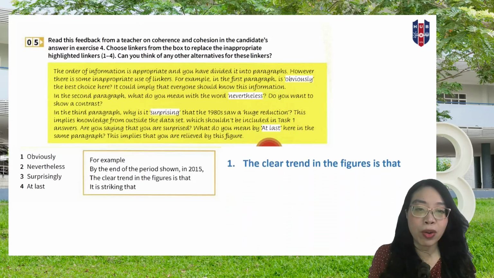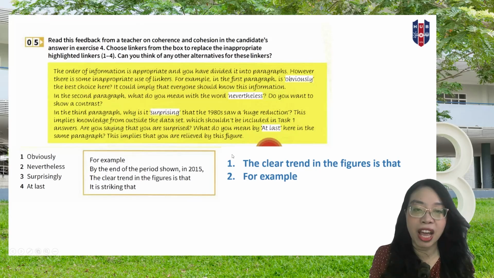So it would be better if you change it into phrases like "the clear trend in the figure is that". It shows that you simply interpret the data and the information. "Obviously" is more like you try to also talk about the information and how easy it is to see. So I think that you might need to avoid using that. For number 2, "nevertheless" is not really showing a contrast here because you're trying to give an example.